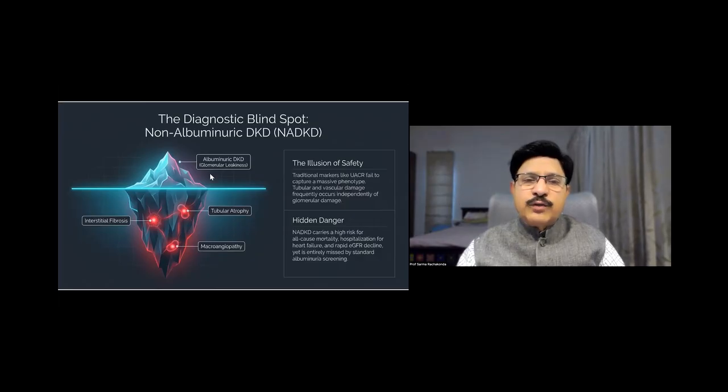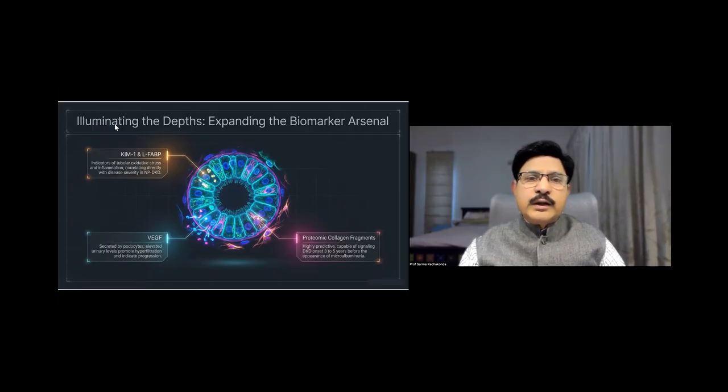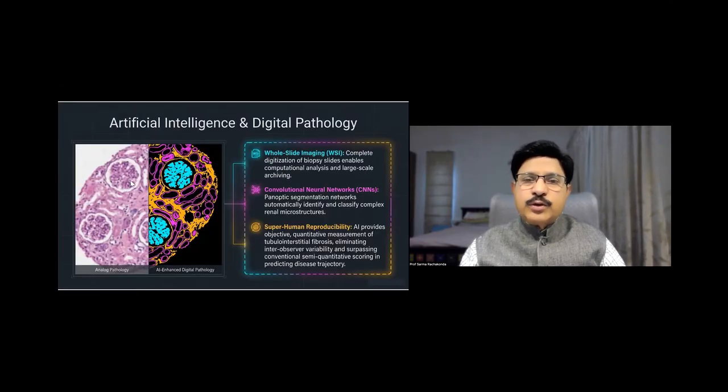This is the illusion of safety. You think that you are playing safe, but there is a great hidden danger of tubular atrophy, microangiopathy, and interstitial fibrosis. So you have to look for the hidden danger, and early biopsy must be done. Now you see, illuminating the depth and expanding the biomarker arsenal. KIM1, NGAL have to be assessed. These are micromolecular measurements. VEGF and proteomic collagen fragments have to be measured in future. These are all about futuristic therapy.